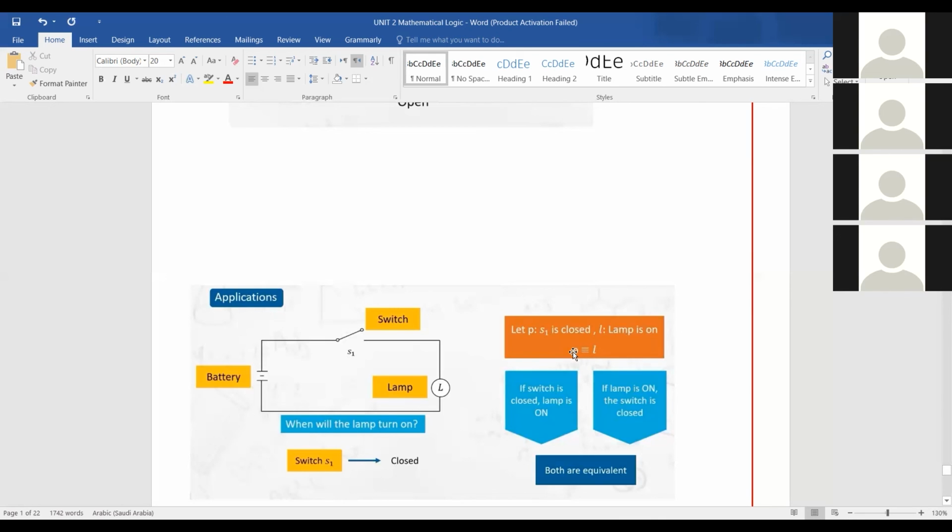Yes. So we can say P and L are logically equivalent. That is, if the switch is closed, the lamp is on, or if the lamp is on, then it means the switch is closed. Because if we enter a room and see the lights are on, then it's obvious that someone switched on the lamps.